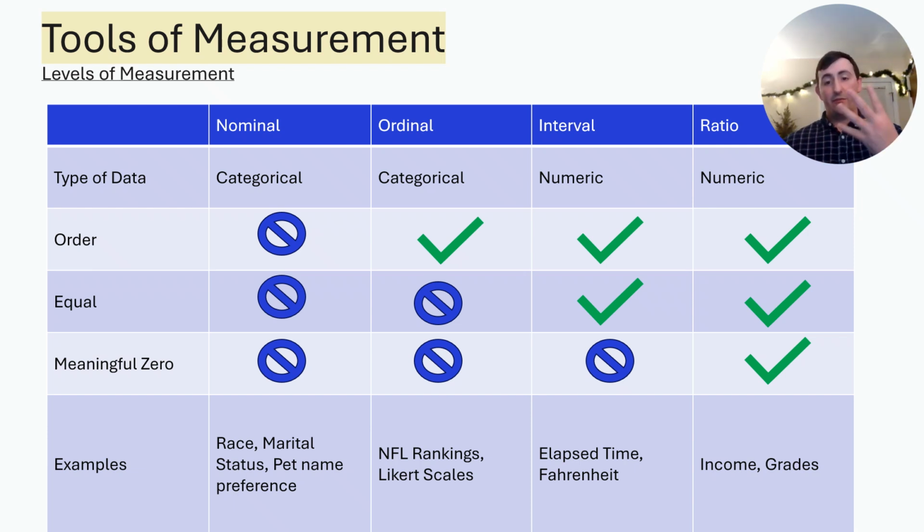So again, we have the four: nominal, ordinal, those are both categorical. They're not quite as strong in statistics as interval and ratio, but they can still be useful in their own ways.